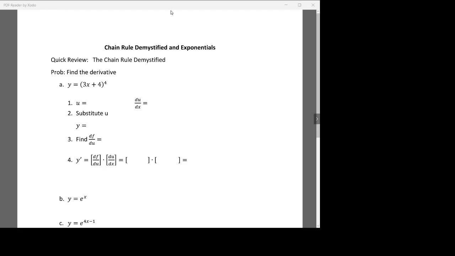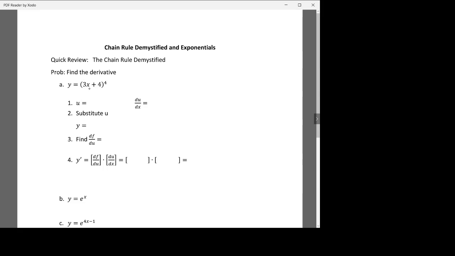In this lesson, we'll look at the chain rule a little bit more in detail, and we'll also look at the derivatives of exponential functions, and this will include a small review of what exponential functions are. So just to start with, here's a little more official way to look at the chain rule in our little problem here. Find the derivative of y equals the quantity 3x plus 4 to the fourth.